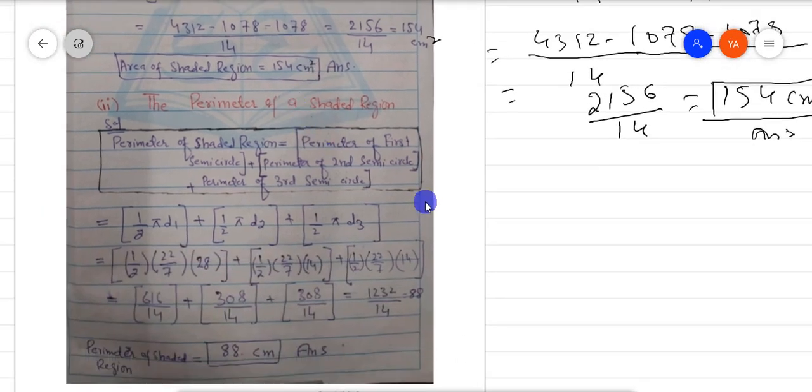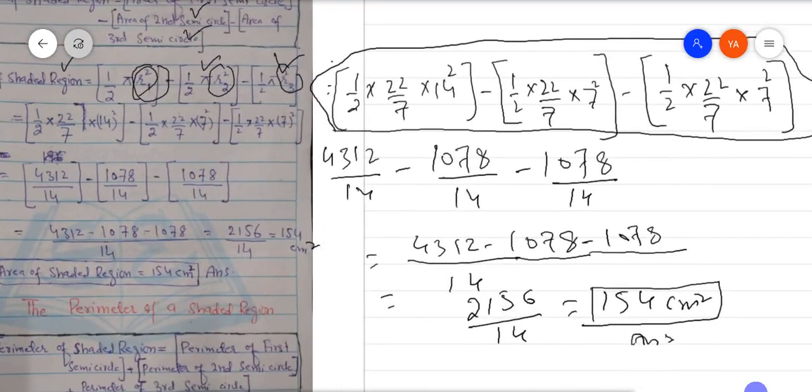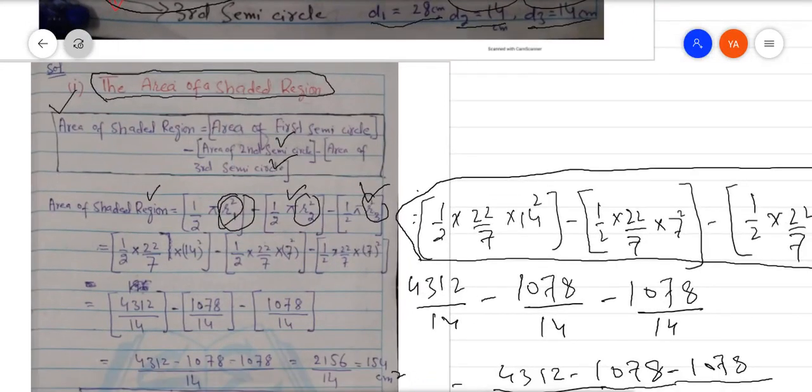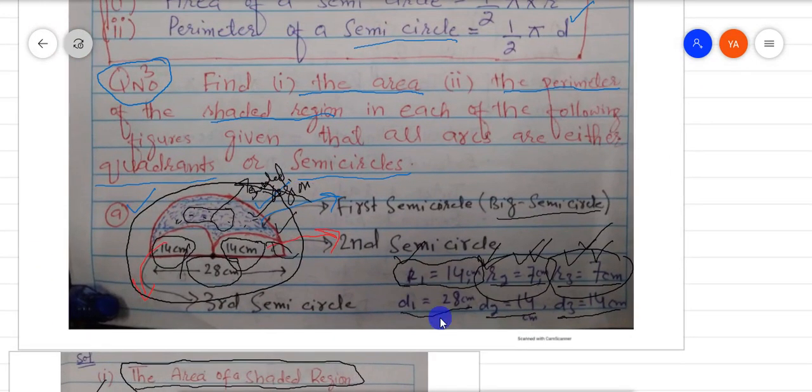Now the second part for this problem is the perimeter of the shaded region. Again we are going to our figure. In this figure we have to find the perimeter. So perimeter is a circumference.